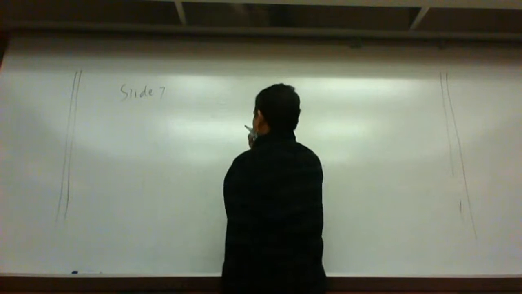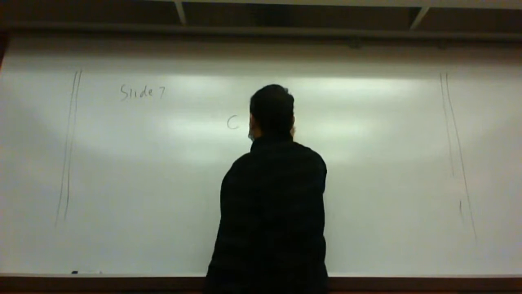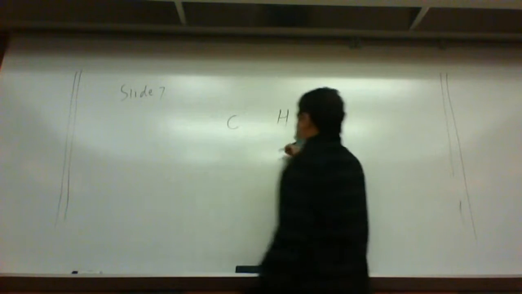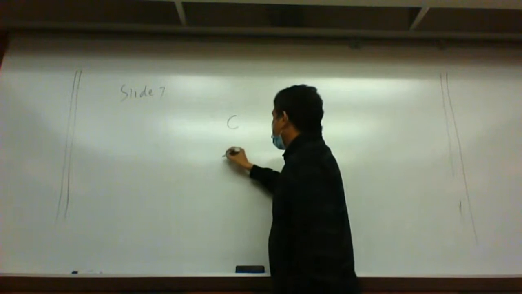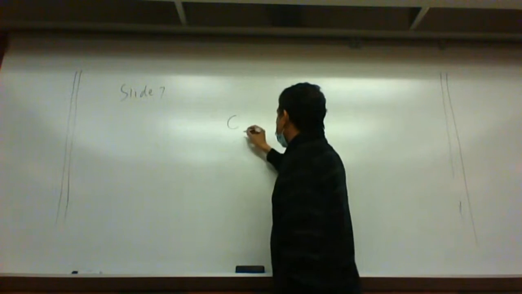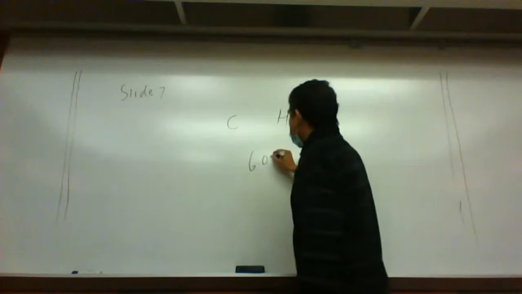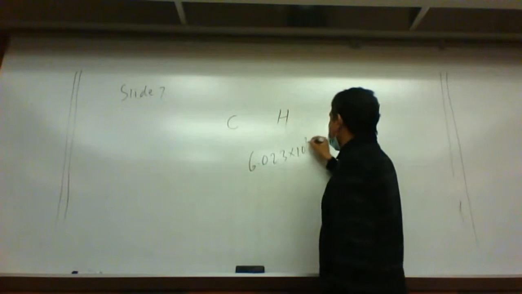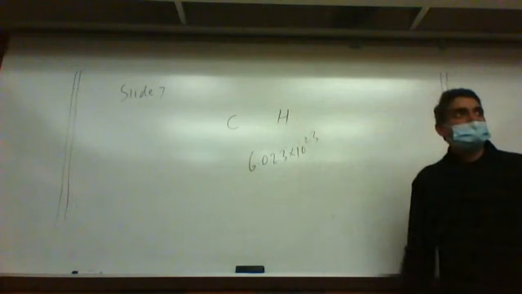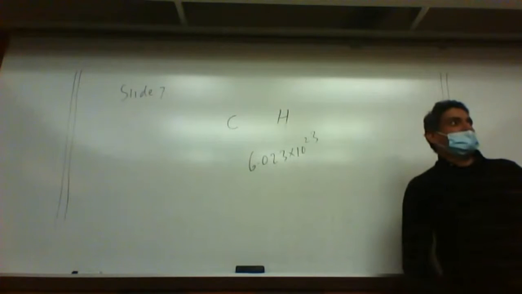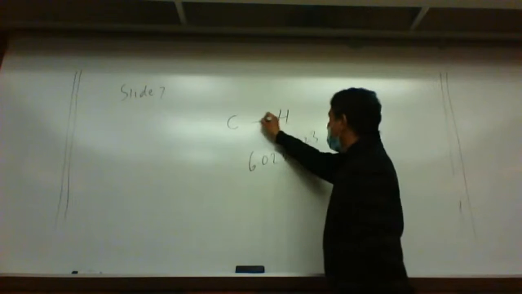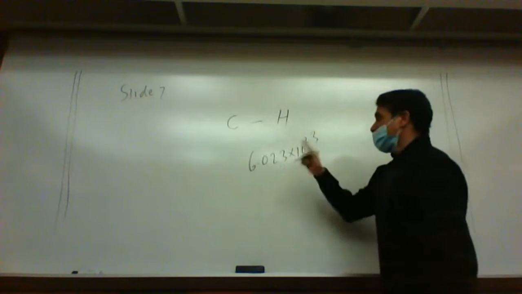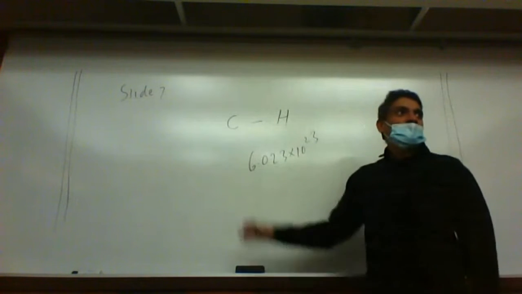If you want to make this bond, let's say you have C and you have H. You want to make 6.023 times 10 to the power 23 CH bonds, right? 1 mole means 6.023 times 10 to the power 23 particles, right? So you want to make that many bonds here. Previously we were breaking this, now we want to make it.